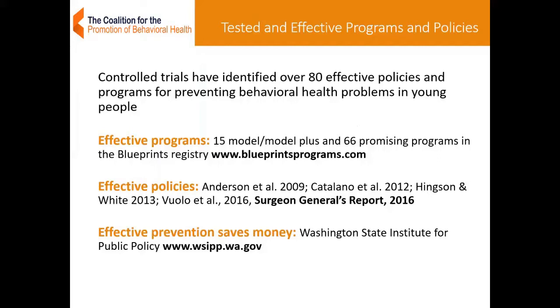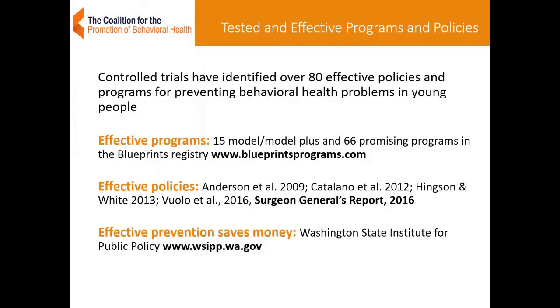Blueprints has identified some 15 model, or what they call Model Plus programs that reach the highest levels of scientific rigor in showing outcomes, and 66 promising programs. And great information is available on the Blueprints website about all of these programs. It's a great source for you to learn more about tested and effective prevention programs.